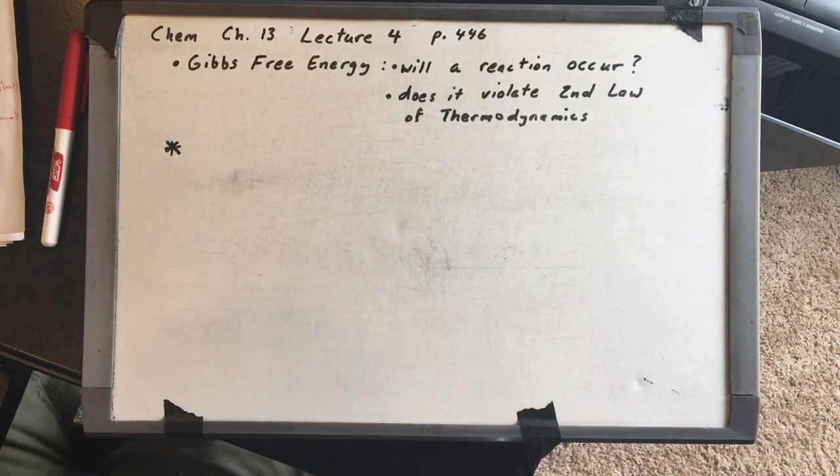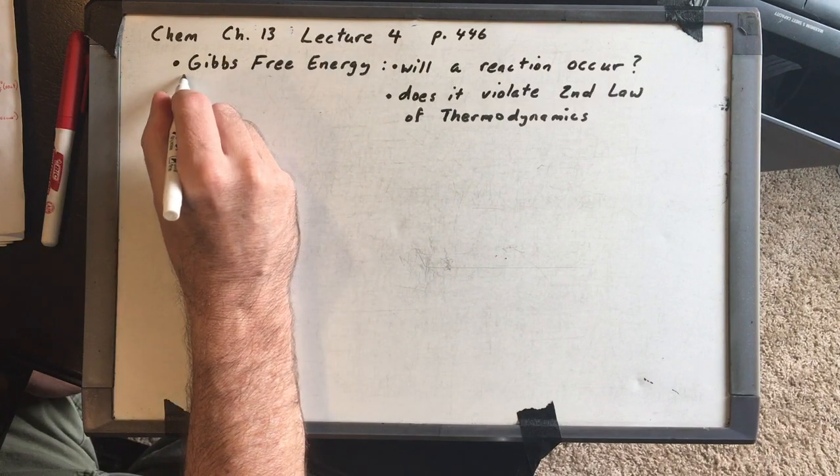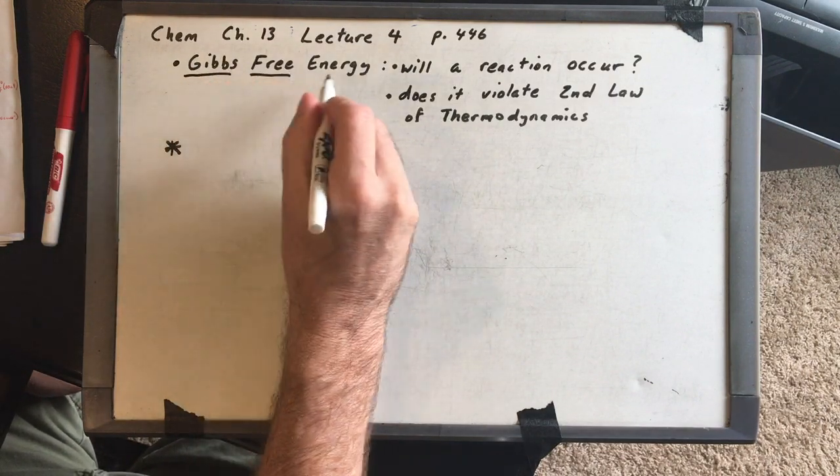Hey, this is Chemistry Chapter 13, the fourth and final lecture for this chapter. In the book, this material starts on page 446. And what we're going to talk about today is Gibbs free energy.